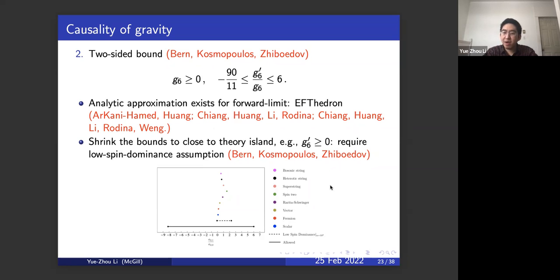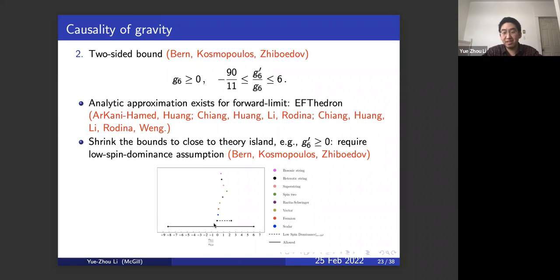But they actually found a very interesting thing: they consider a specific model and look at what its value at low energy is. So this is the bound, the EFT bound, the causality bound. It goes from slightly over minus 11 to 6. But all known theories actually lie in a region rather smaller than the allowed region. So they want to shrink the bounds close to the theory island.